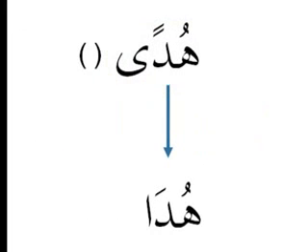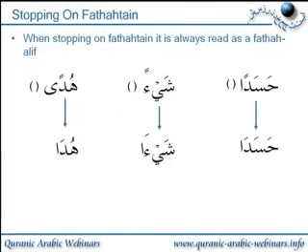And again, the same rule applies when you have fathatain followed by alif maqsura, i.e. the alif painted as a ya, because essentially that alif maqsura is an alif. So in this case you've got hudan, it becomes huda, too long.